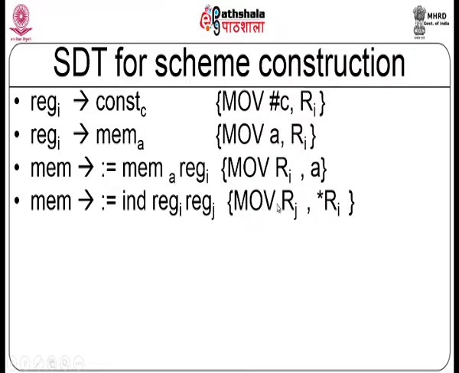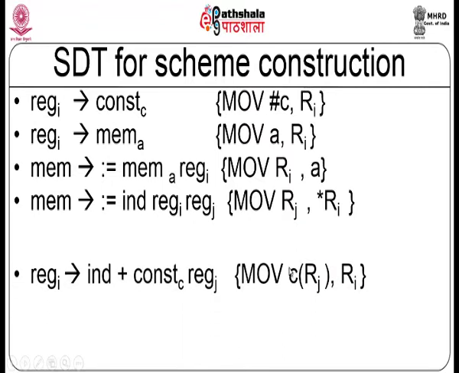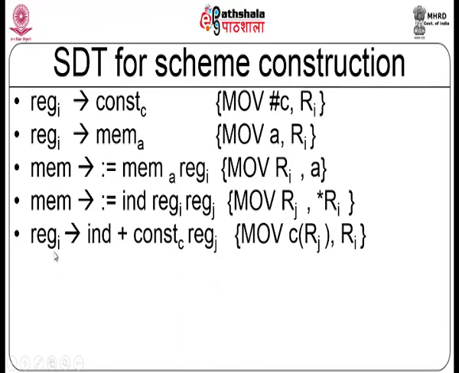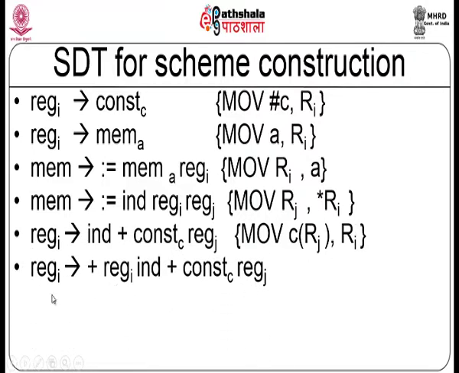So I have move rj comma ri because result is in memory, therefore it is going to be having an indexed addressing on ri. And then this is nothing but register I is equal to index plus const c register j. So this is an offset of register j, and then I have to move it to register I. Okay, so I have done that, and then this is register I is plus register I indexing plus const say register I.